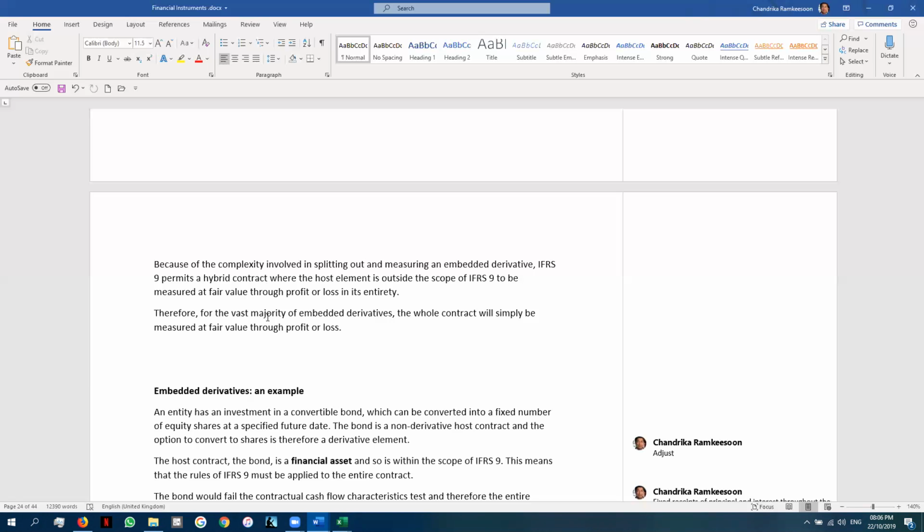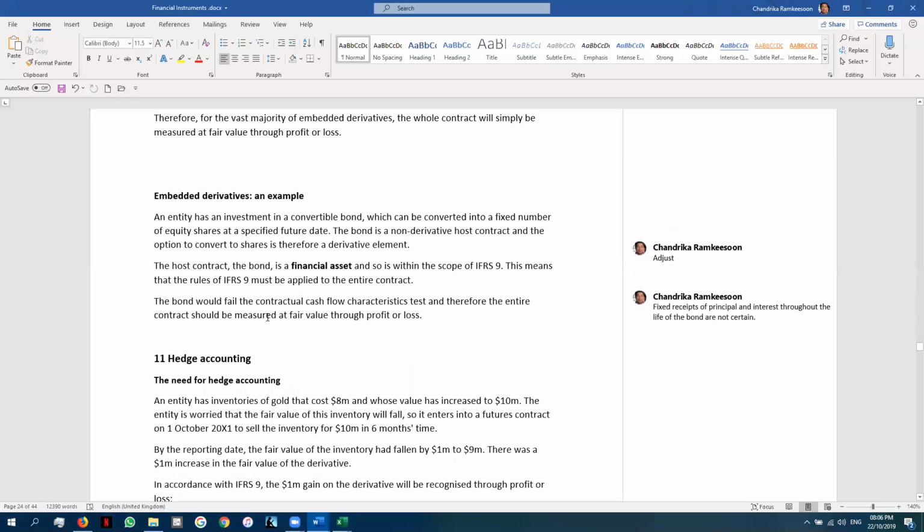Now, just to show you an example, an entity has an investment in a convertible bond, which can be converted into a fixed number of equity shares at a specified future date. The bond is a non-derivative host contract. Well, clearly the bond is a non-derivative, but it is a host contract. And the option to convert is therefore the derivative, as I said earlier. Okay.